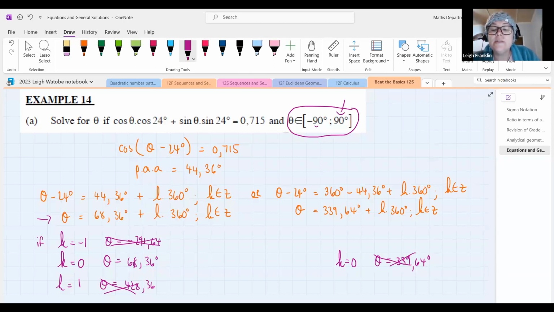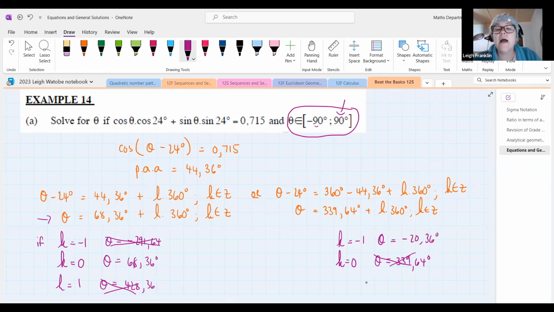So I'm not going to consider k equals 1 or 2 or 3 because they're all going to be bigger than my upper bound. So now I want integer values that are smaller than 0. Let's try -1 first of all. So 360 times -1 plus 339.64 gives me an angle of -20.36. Perfect. It's between these two.